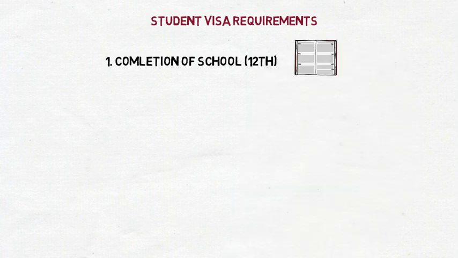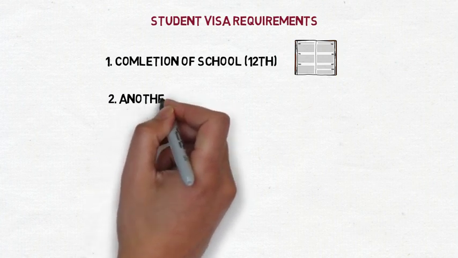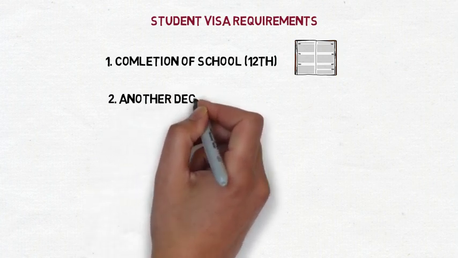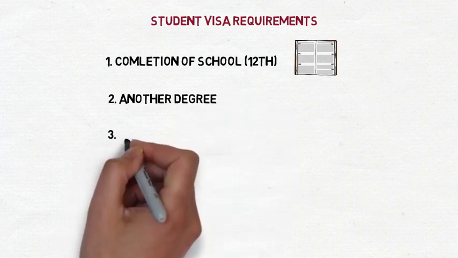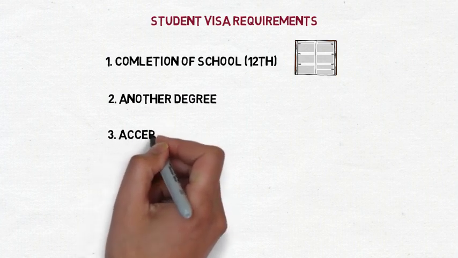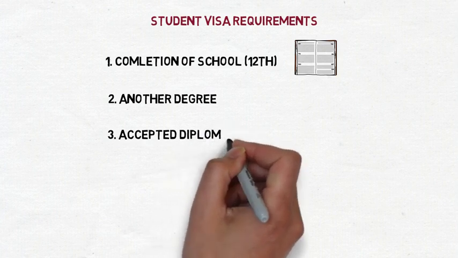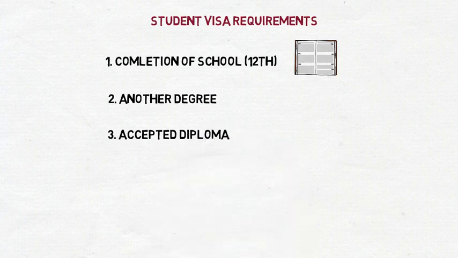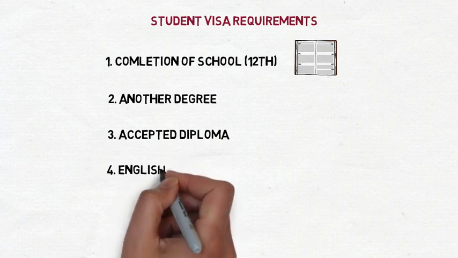Another option is if you have a degree in your country and you want to come here for another degree, you can apply on the basis of that degree. A third option is if you have a diploma which is accepted in Australia, because there are a lot of diplomas which are not accepted. If you have an accepted diploma, on the basis of that diploma you can apply for a student visa.